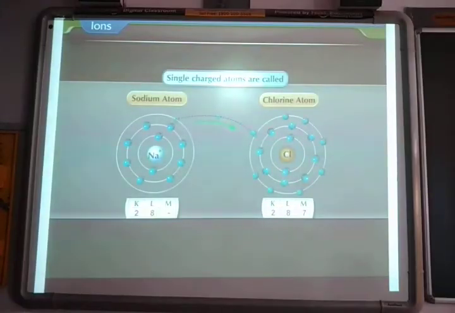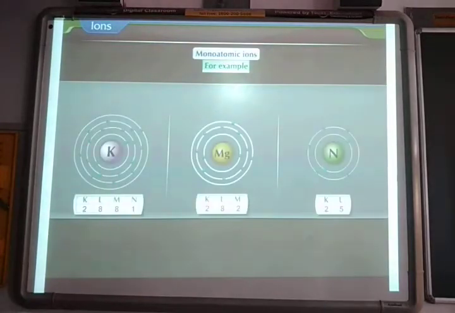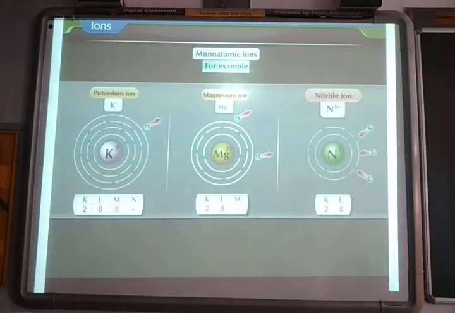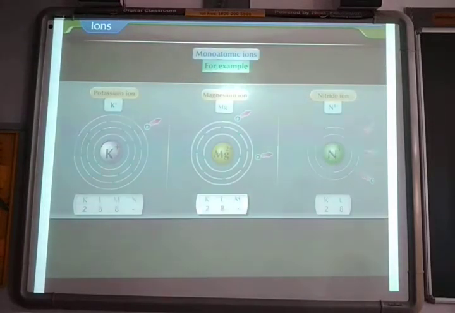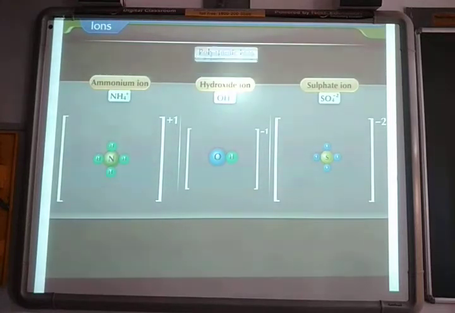Single charged atoms are called monoatomic ions. For example, potassium ion K+, magnesium ion Mg2+, nitride ion N3-. A group of atoms that have a net charge on them are called polyatomic ions. For example, ammonium ion NH4+, hydroxide ion OH-, sulfate ion SO4(2-).